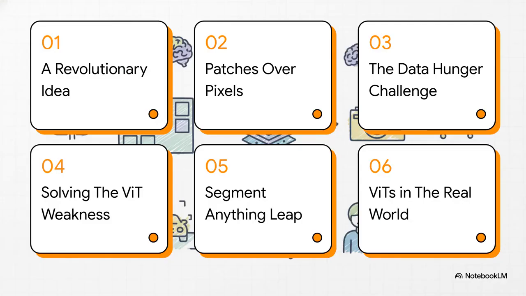Okay, here is our game plan for this review. We're going to start with that core revolutionary idea. Then we'll get into how ViTs actually see using something called patches. After that, we'll tackle their single biggest weakness, this data hunger challenge, and then cover the wave of innovations that solved it. From there, we'll look at the incredible Segment Anything Model, and we'll wrap up with why any of this stuff matters in the real world.